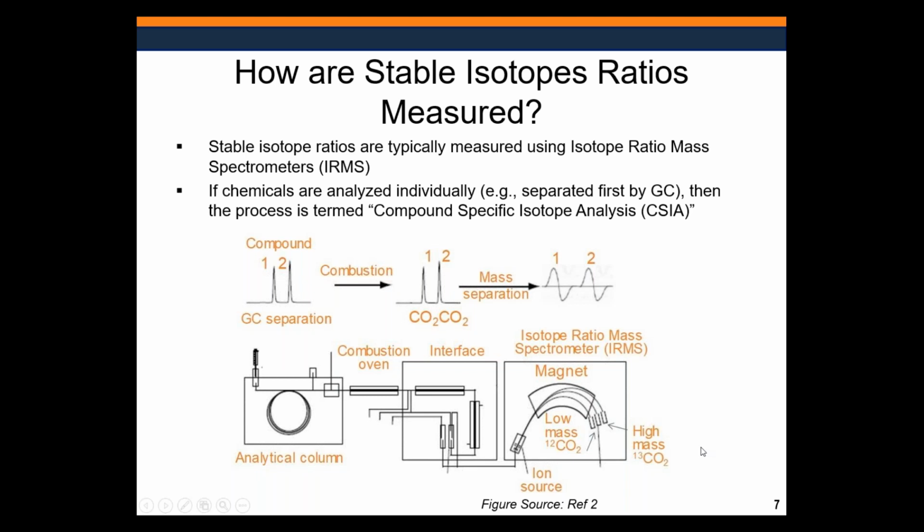However, if you separate those compounds out first, say you run GC and you separate out your benzene from your toluene, your xylenes, then you're going to get isotopic ratios that are compound specific. So for each chemical that you're looking at in that mixture, you're going to get an isotopic ratio. And this is really what defines CSIA, or compound specific isotope analysis.